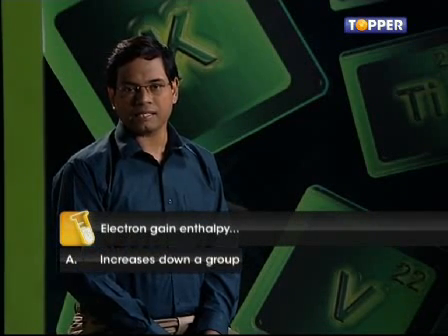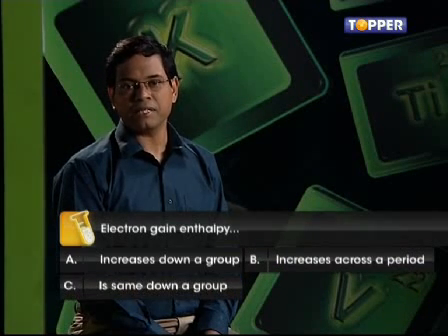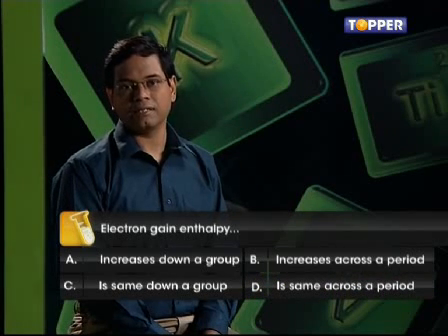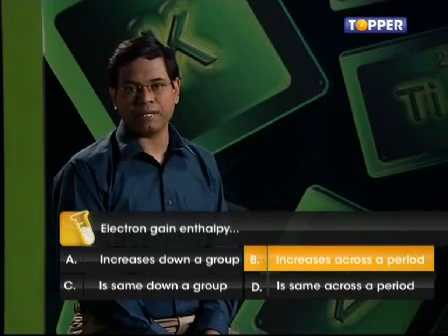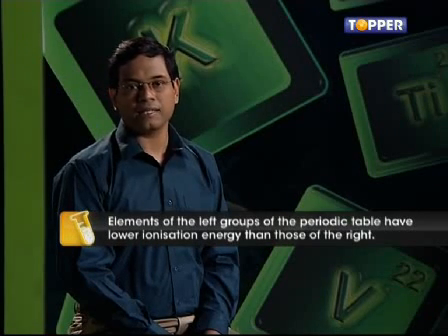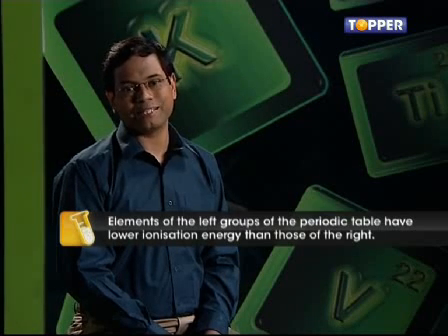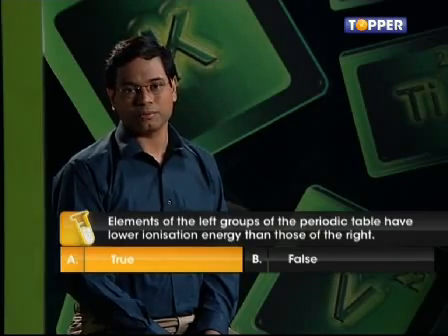Your third question is, fill in the blank. Electron gain enthalpy dash A increases down a group, B increases across a period, C remains constant down a group, D remains constant across a period. The correct answer is B. It increases across the period. Your fourth question. Elements in the left group of the periodic table have lower ionization energy than the elements in the groups of the right of the periodic table. True or false? The answer is true.